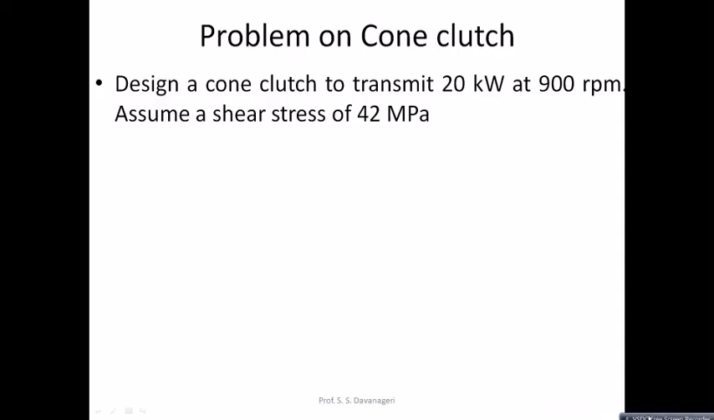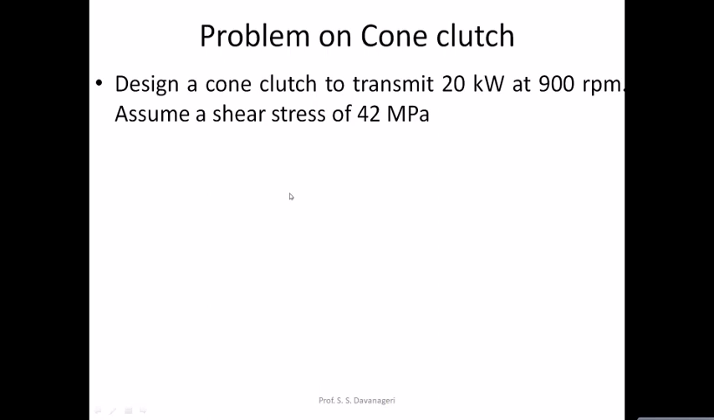Hello friends, so we'll go for one more problem on cone clutch. The problem definition is: design a cone clutch to transmit 20 kilowatt power at 900 rpm. Assume a shear stress of 42 megapascal.